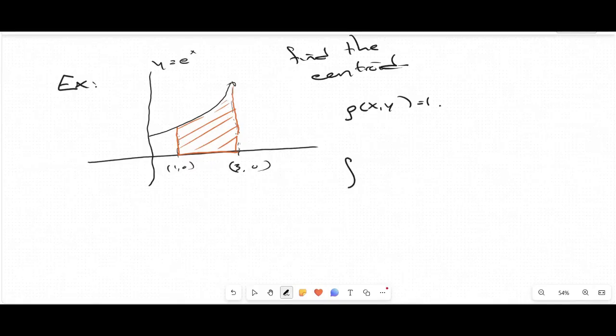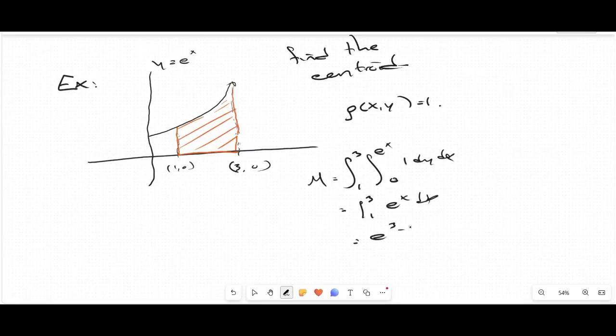They're going to want us to set up double integrals over this region. You can tell, hopefully, this is a type 1 region. I can take x from 1 to 3 and integrate y from 0 to e to the x. Let's just throw that density in there, 1 dy dx. This is going to give me the total mass of this object. This is the integral from 1 to 3 of just e to the x, and that comes out to be e to the 3 minus e to the 1, or e times e squared minus 1. E squared minus 1. Okay, that's our total mass.